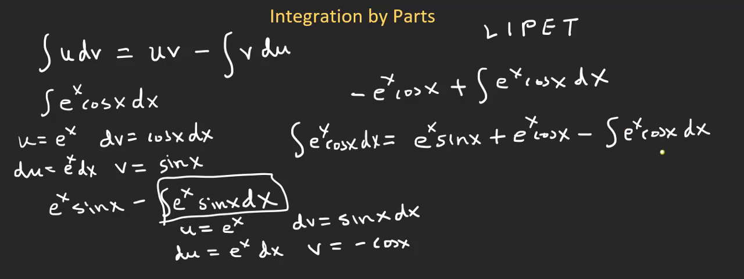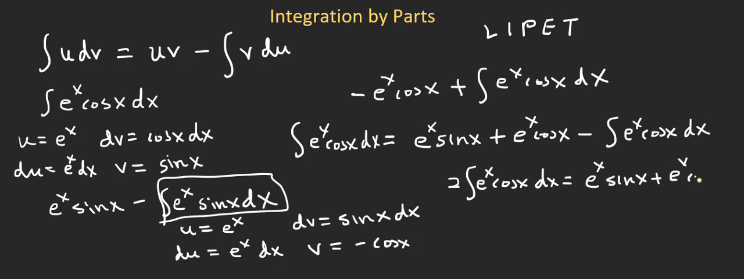At this point, you might get frustrated and say, oh, we have to go through it again. But if you notice, these two are the same. So what we're going to do is move this to the other side. As a result, you're going to get 2 times the integral of e to the x cosine x dx is equal to e to the x sine x plus e to the x cosine x. And then our goal is to solve for the integral of this.